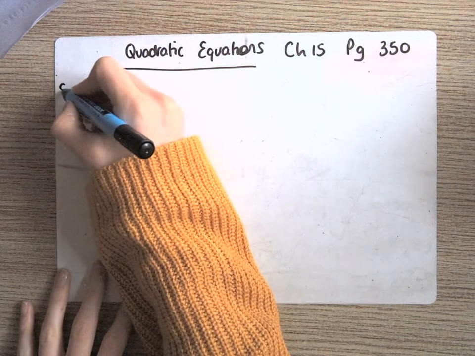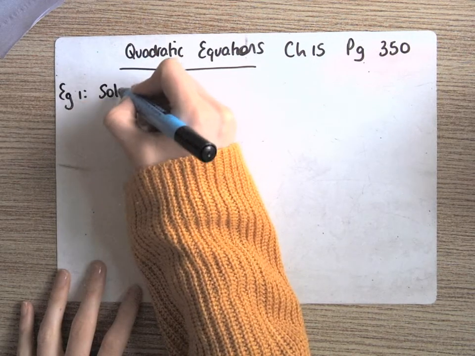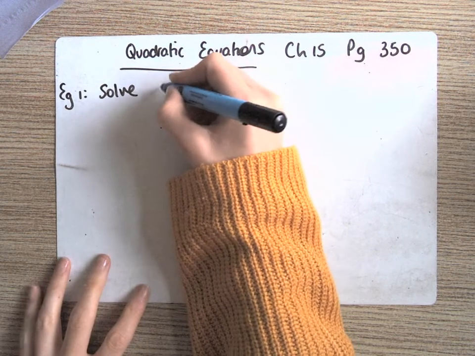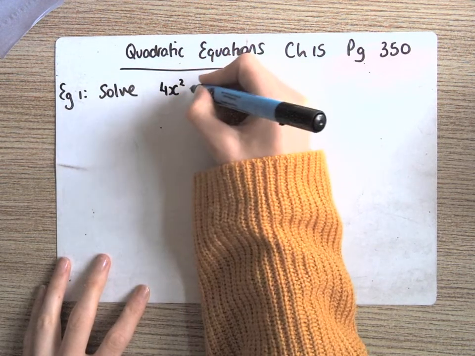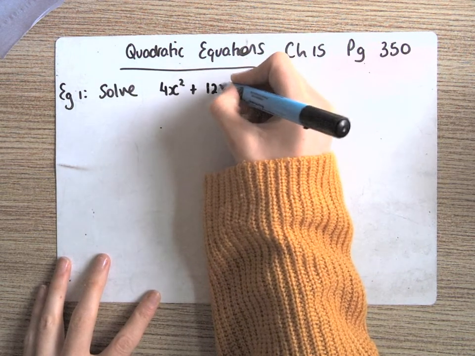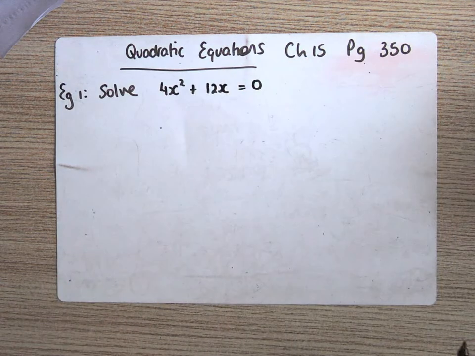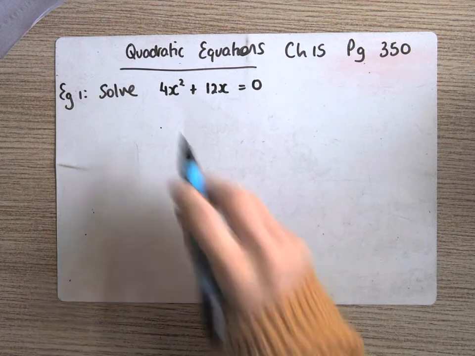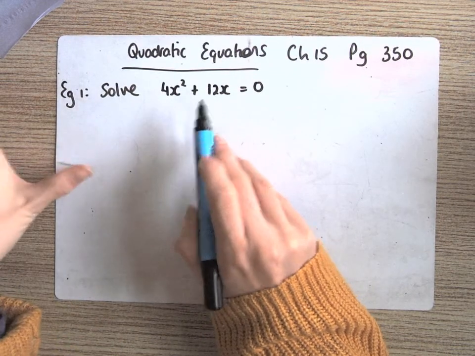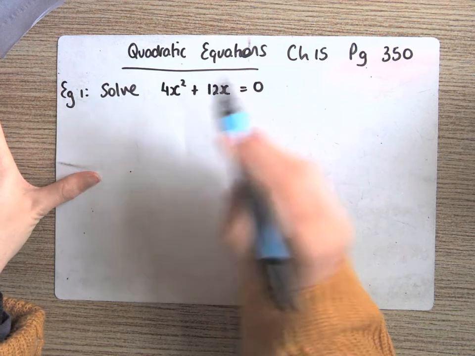So, they're going to ask you to solve something like this. 4x squared plus 12x equals 0. In order to solve it equal to 0, you first need to factorize it. Can anyone tell me what type of factorizing this is? Highest common factor. Lovely. What is common? 4 and x.